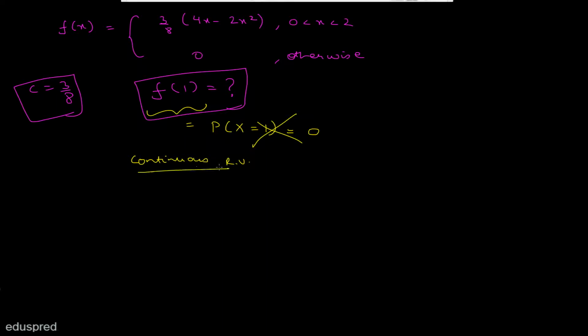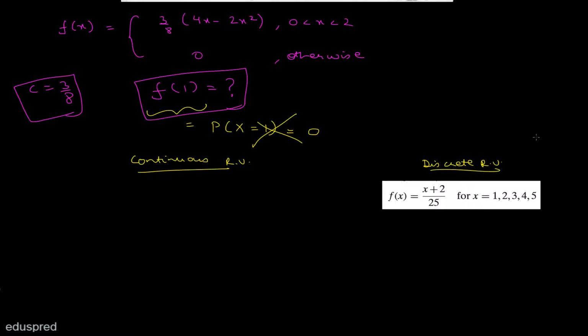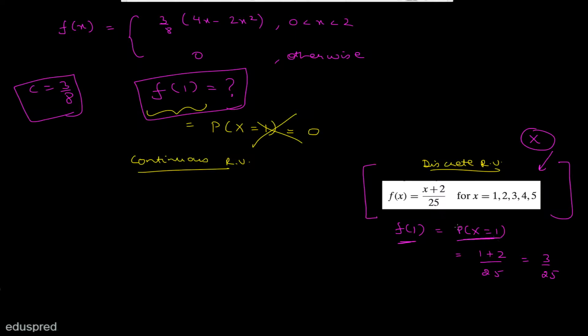So let's understand the meaning in the case of a discrete random variable. Let's say that there is some variable x, and this is a discrete random variable, and this is the probability distribution. Now if x is a discrete random variable with this probability distribution, then f of 1 in this particular case would mean the probability that x is equal to 1, and this is equal to 1 plus 2 divided by 25, which is equal to 3 by 25. So if you're working with a discrete random variable, then f of 1 is equivalent to saying the probability that x is equal to 1.